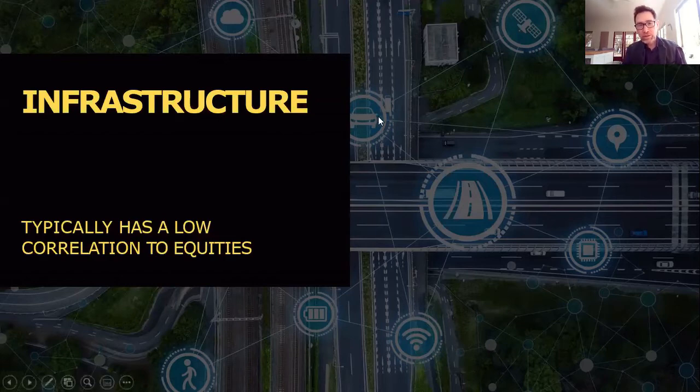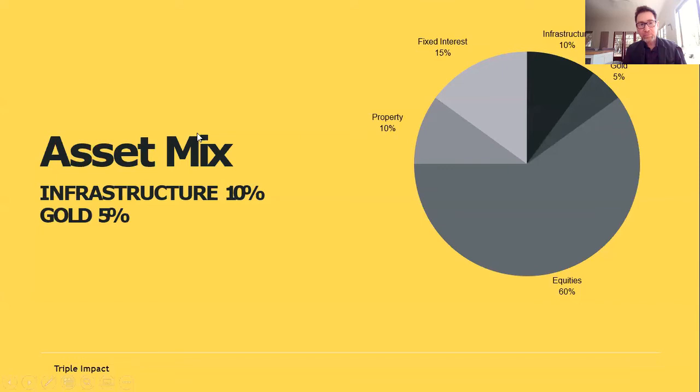So now, like I said before, ideally the asset mix is really important. How you put together the asset allocation. Like I said, gold 5%, infrastructure should only represent a maximum of 10%, property around 10%, and then you can allocate a certain amount to shares and then fixed interest.